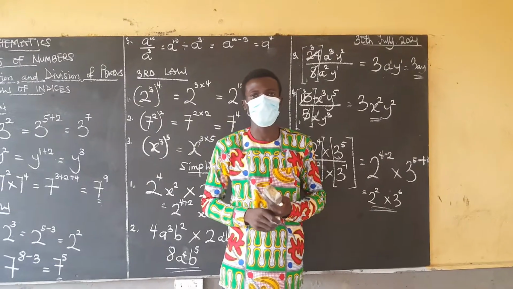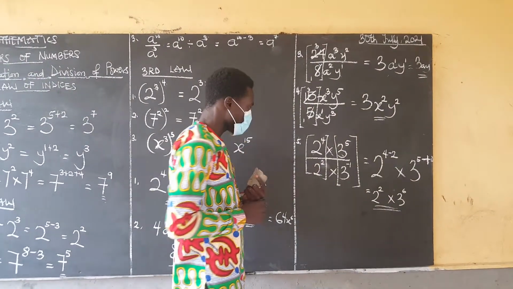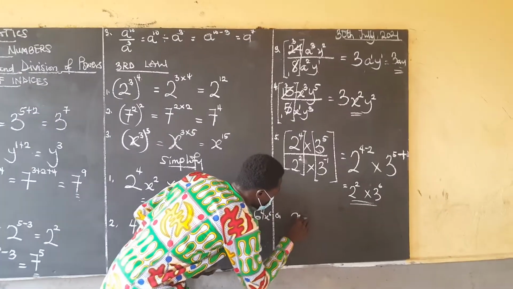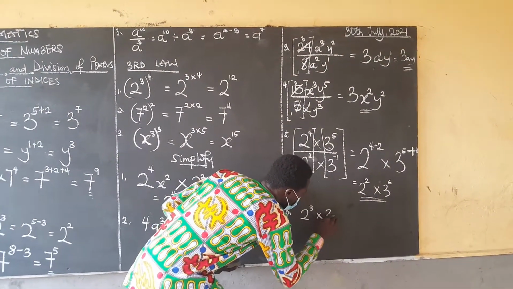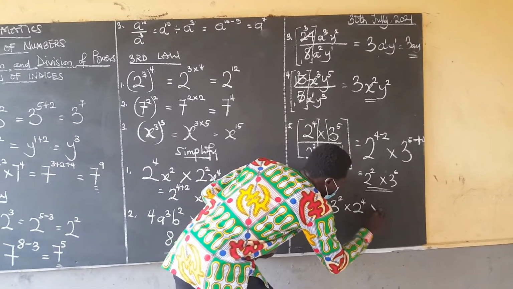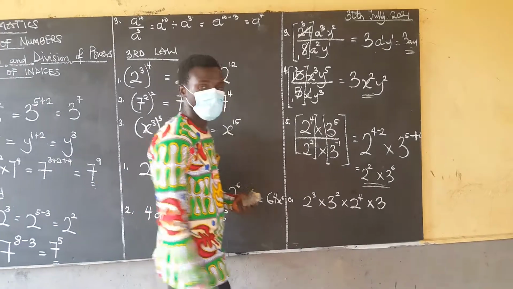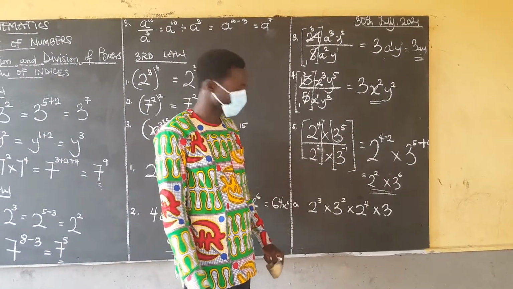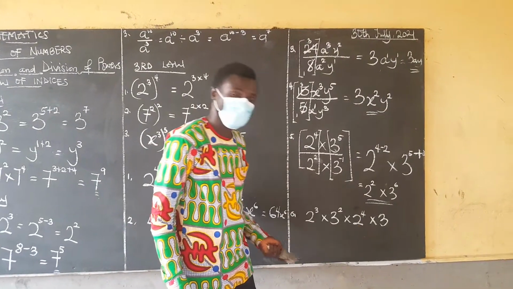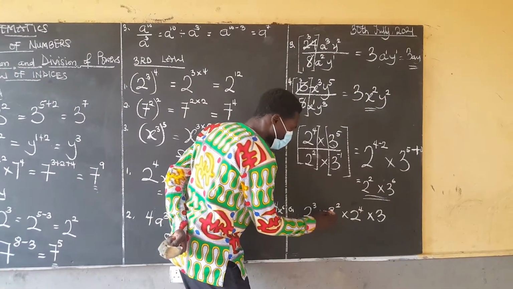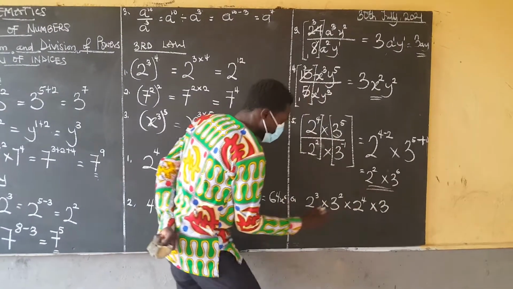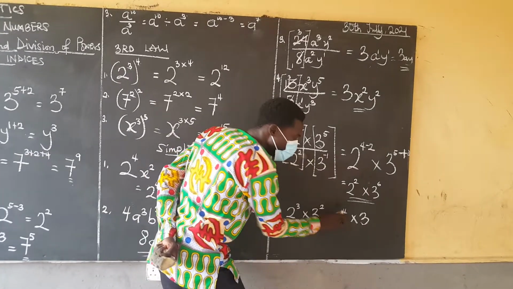Let's look at the last one and take our leave. Let's say we have 6, the same one. We have 2 raised to the power 3 times 3 raised to the power 2 times 2 raised to the power 4 times 3. This is a multiplication question. You have to multiply or simplify. When you look at this, you have 2 raised to the power 3 times 3. The bases here are not the same, but you are multiplying throughout. But there is a base here which is 2, another base here which is 2.